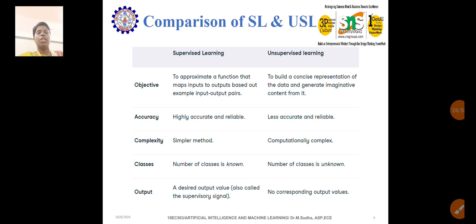So far we have discussed what unsupervised learning is, its definition, where it is applied with day-to-day life practical examples, and how it differs from supervised learning. Those details we have discussed in detail.